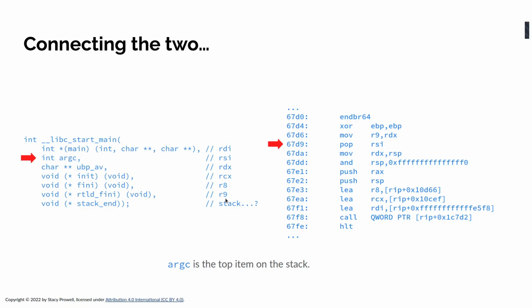We pop RSI. What the heck? So we take the thing that's on top of the stack, which is argc, and we put it in RSI, because RSI holds the second argument to libc start main, which is argc. And argc is no longer technically on the stack. We popped it.